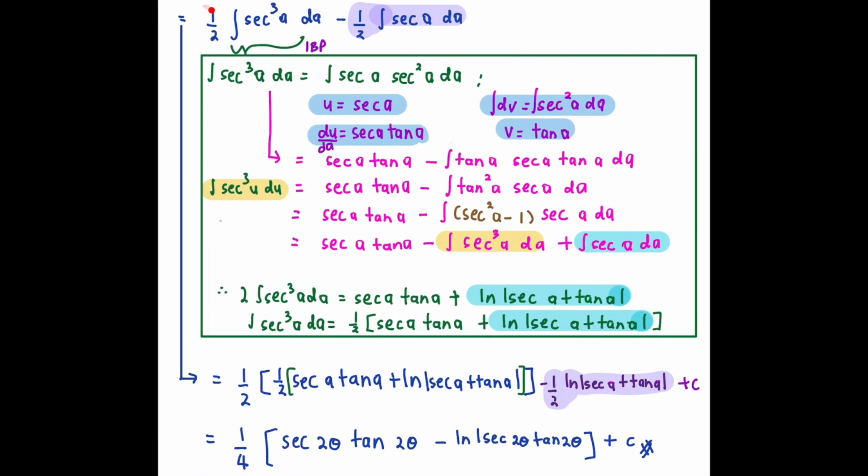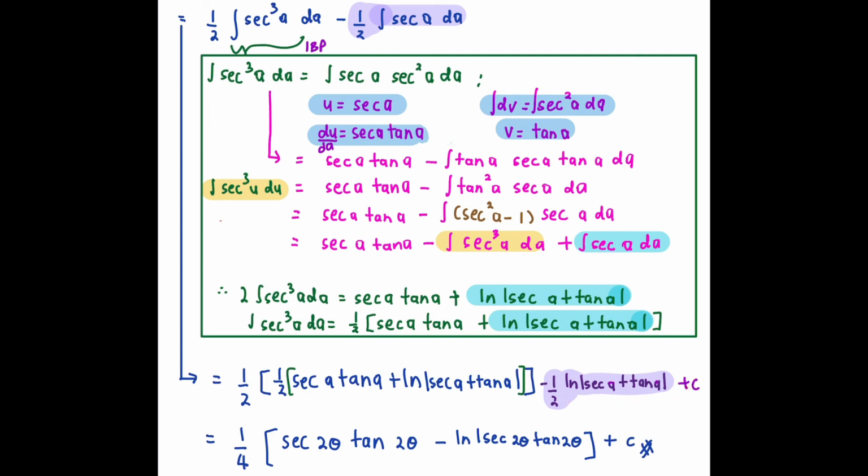Now let's substitute the value here. We will have 1 over 2, so this is the answer just now. Just cut and paste. Minus 1 over 2, so let's solve this one. Integrate secant a dA is just ln secant a plus tangent a. And don't forget to write plus c.